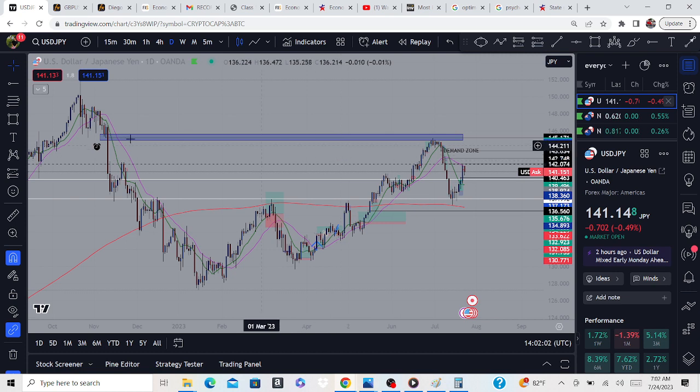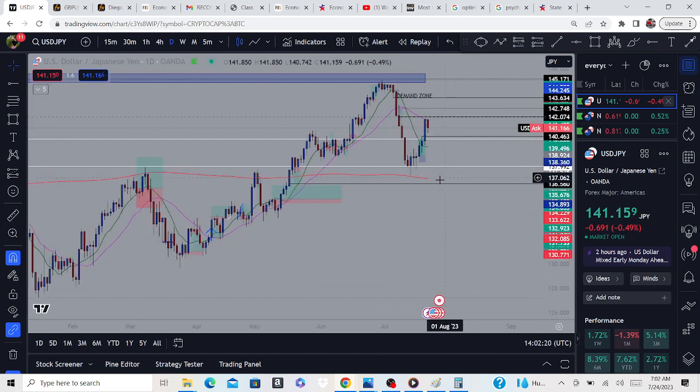So, first, we can see this demand zone right here, the supply zone right here, and the daily essentially reacted from it, and we got this push to the downside. When we concluded this push to the downside, we then see that we're reacting from a demand zone that essentially has already been used, and we are getting that push to the upside.